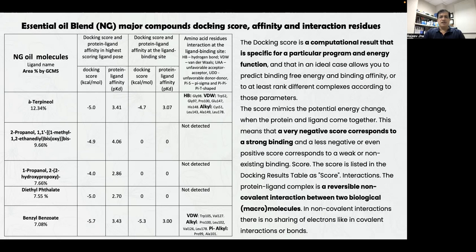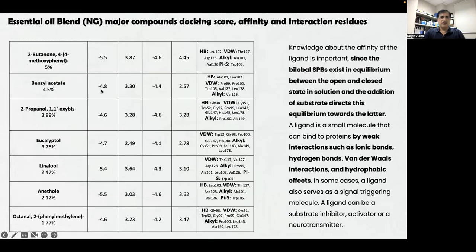The protein-ligand complex is a reversible, non-covalent interaction between two biological macromolecules. In non-covalent interactions, there is no sharing of electrons, like in covalent interactions or bonds. What we are seeing, the plant molecules are also having a strong bond with the negative docking score. Here it continues.